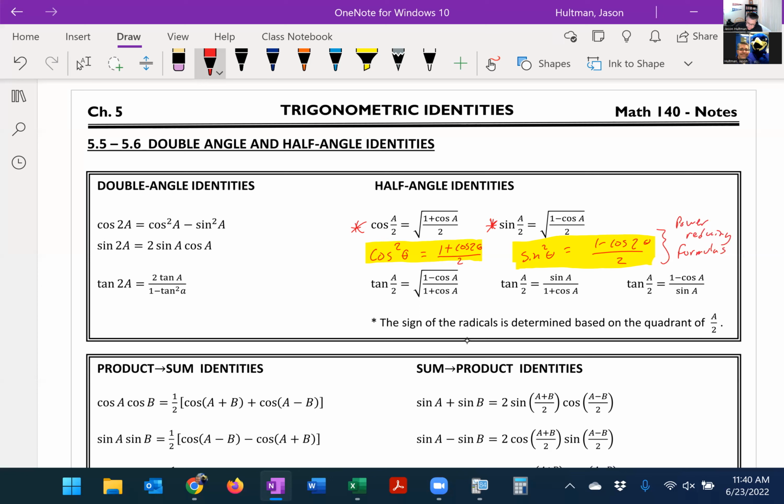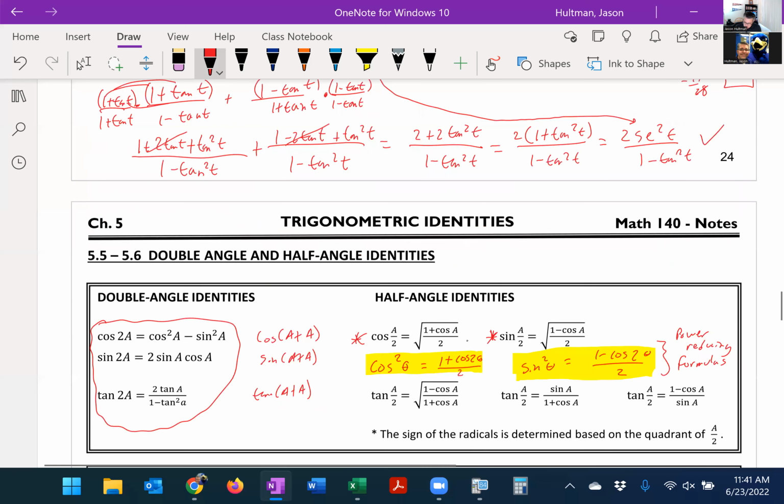The double angle identities here, these three, actually come from taking cosine of A plus B, and sine of A plus B, and tangent of A plus B, but instead of making it B, you just make it another A. Replace this with another A, and all we're doing is plugging that back into the sum and difference formulas from before.